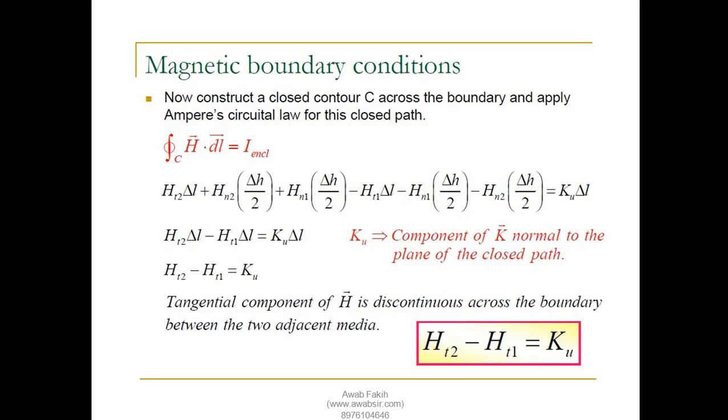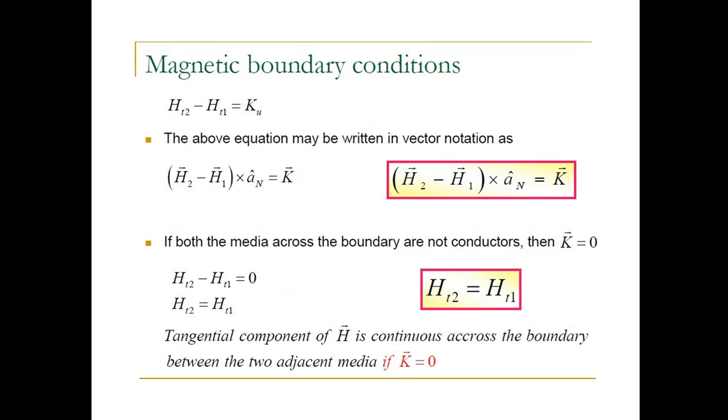The tangential component of H is discontinuous across the boundary between the two adjacent media. So from this we can see that the tangential components of magnetic field strength are not continuous at the boundaries. So we have concluded that Ht2 minus Ht1 is equal to K, or Kn. Okay, so let's go to the next slide.